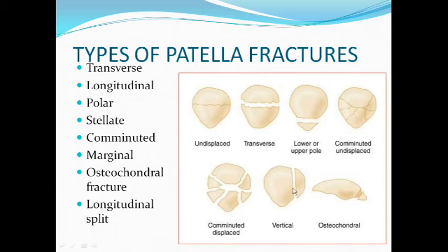Now this is vertical fracture, as the fracture line is passing vertically downwards. Now this is osteochondral fracture, you call it, when there is just a tip of fracture. Okay, so these are various types: transverse, longitudinal, polar, stellate, comminuted, marginal, osteochondral, split. So these are the patterns of various fractures which can occur in patella.